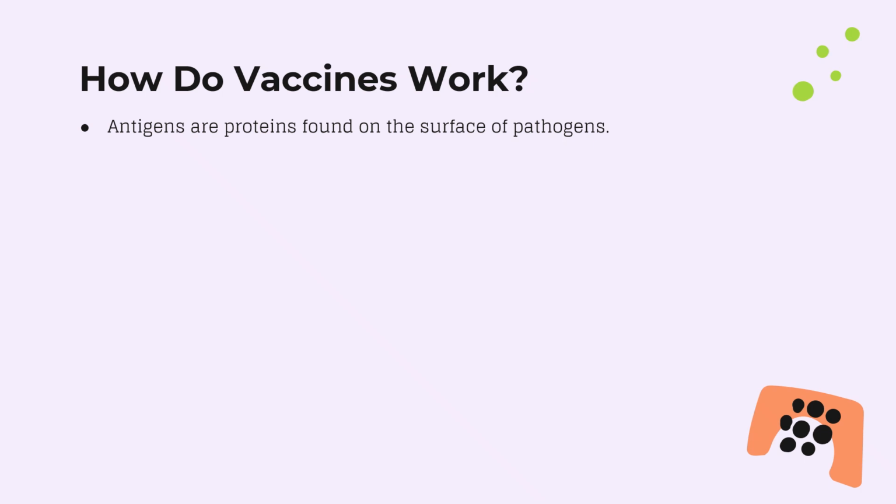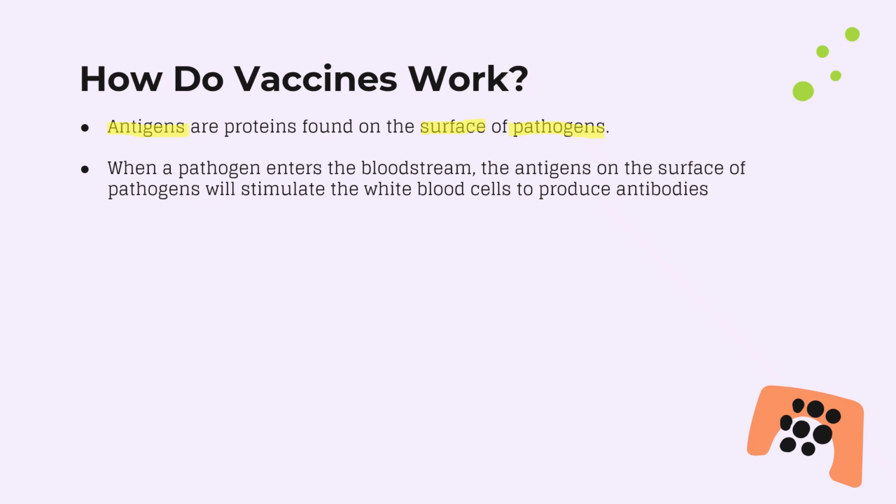So let's move on to the more technical part about how vaccines work. If you remember, there is a term known as antigens. But this antigen is not from the red blood cell in chapter 6. This antigen is found on the pathogen. Pathogens have antigens on their surface. So when a pathogen enters the bloodstream, the antigens will stimulate the white blood cells to produce antibodies. Do not get confused between antigen and antibody. I know it's confusing, but if you just keep on working on these two terms, you will not get confused.